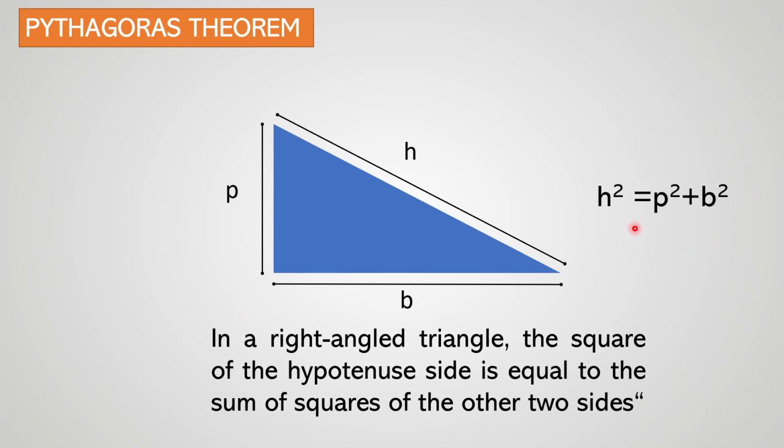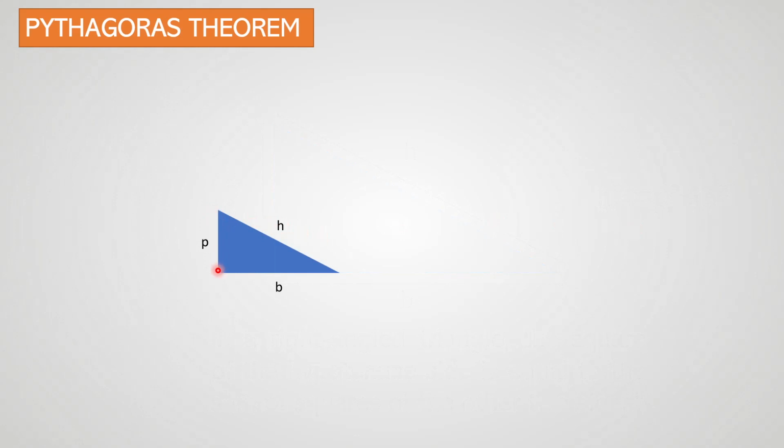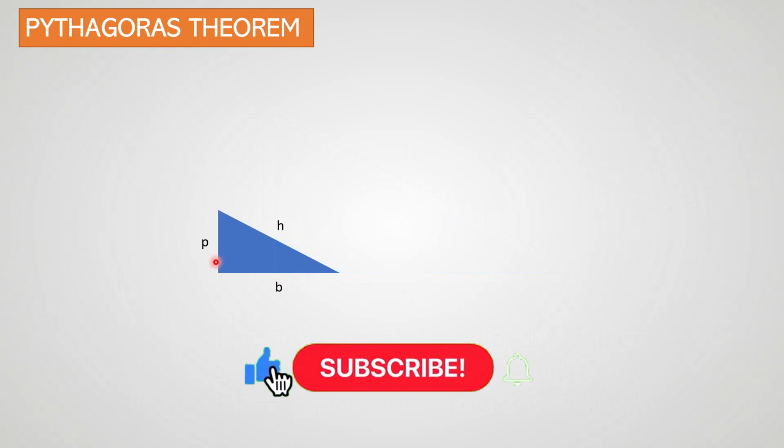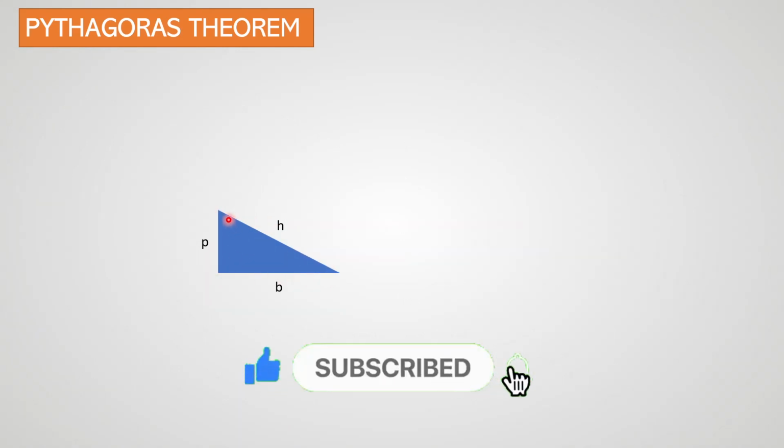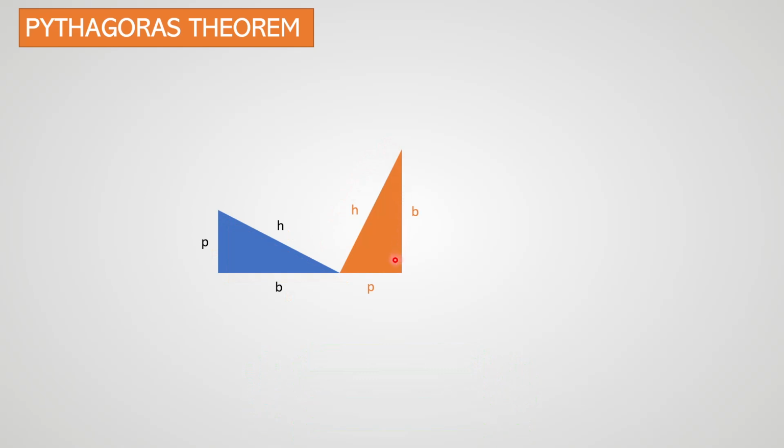Let's see how. So now we know that this is a right angled triangle, this is the perpendicular, this is the base, this is the hypotenuse. Now we are going to copy this triangle and put it here. Now let's copy this triangle again and put it here. Let's copy it once again and put it there. Now as you can see, there are 4 triangles present of the same perpendicular, same base and same hypotenuse.